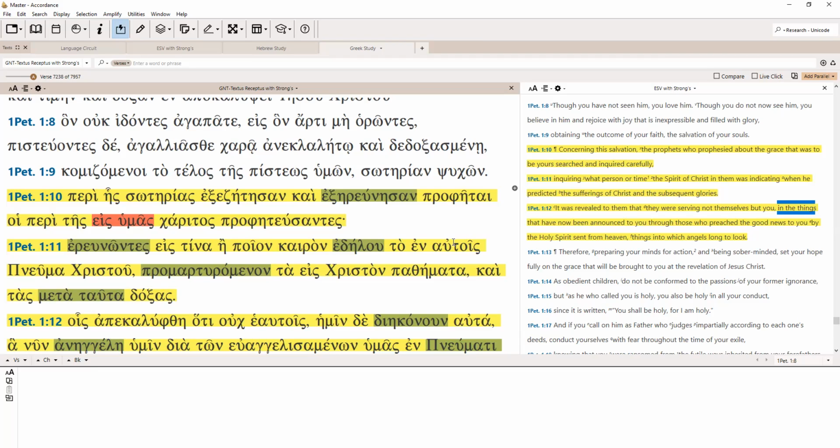So here we see that both of these groups are walking by faith, and even now we are walking by faith in a very real resurrection, which gives us very great hope. So this is a very encouraging verse.